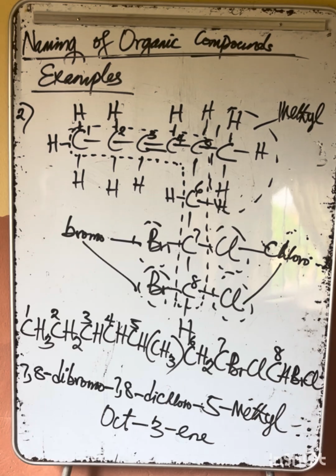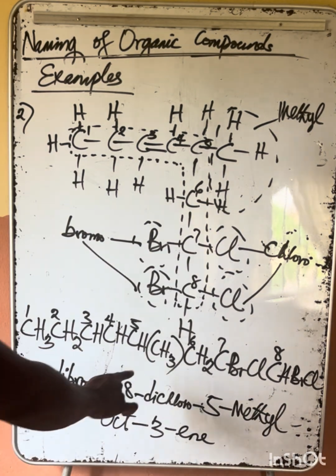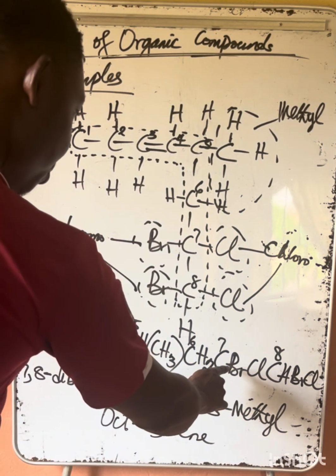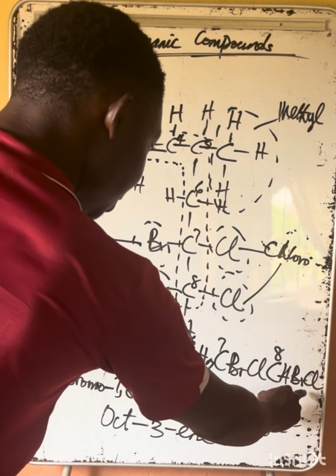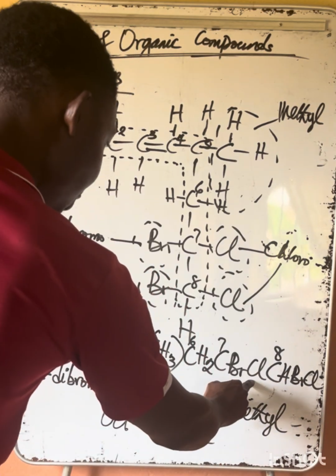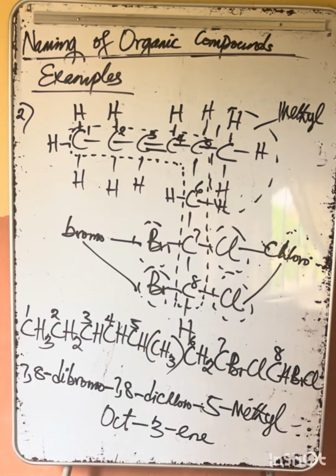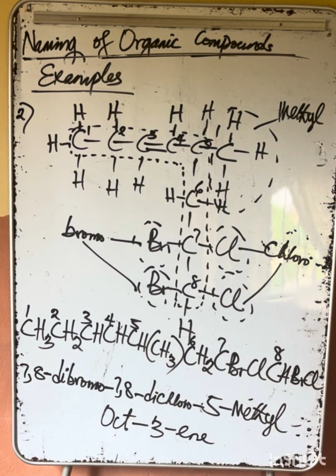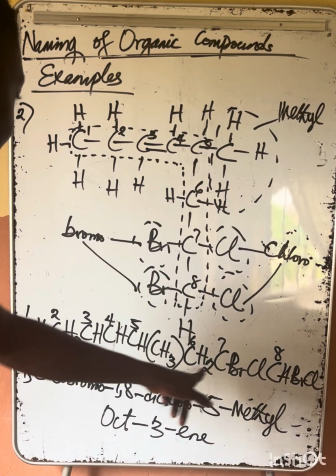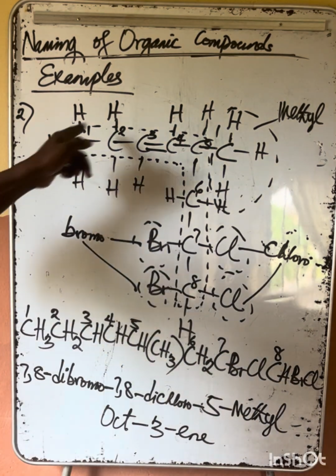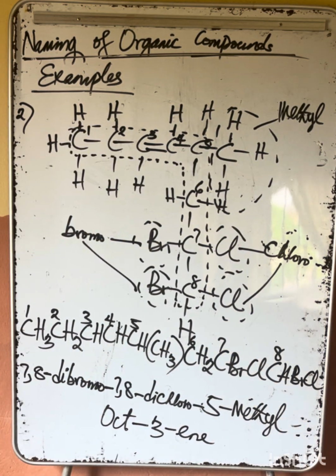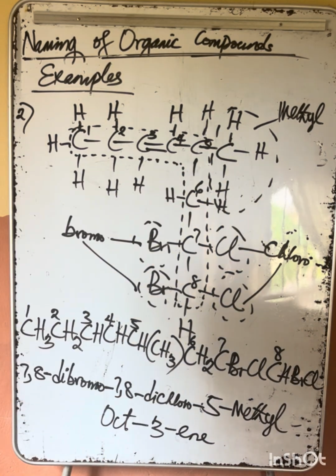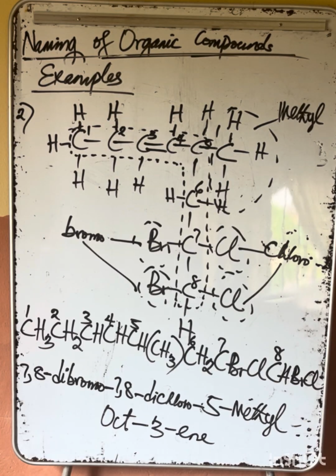So from the compressed structure again, you see that the methyl is on carbon atom 5. The chlorine and bromo, we have bromine on 7 and bromine on 8. We also have chlorine on 7 and chlorine on 8. That's why you see 7, 8, 7, 8. Okay, the di shows that there are two of them. Okay, then 5, that is where we have the methyl. Then oct is because we have 8 carbon atoms in the longest continuous chain, and 3 is because the double bond is on carbon atom 3. Then ene is because it's what? Double covalent bond.